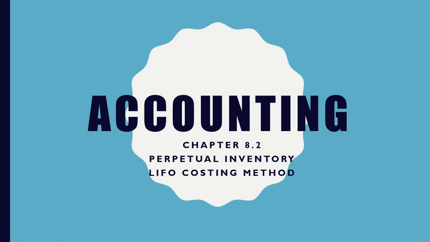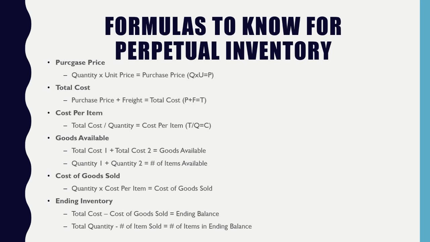All right, so chapter 8.2. 8.2 is going to be dealing with perpetual inventory, but we're going to be costing it using the LIFO method. Pretty straightforward: last in, first out. We've gone over this concept before. Instead of going from the top, we're going from our last batches that we purchased, and we're going to sell those ones first.